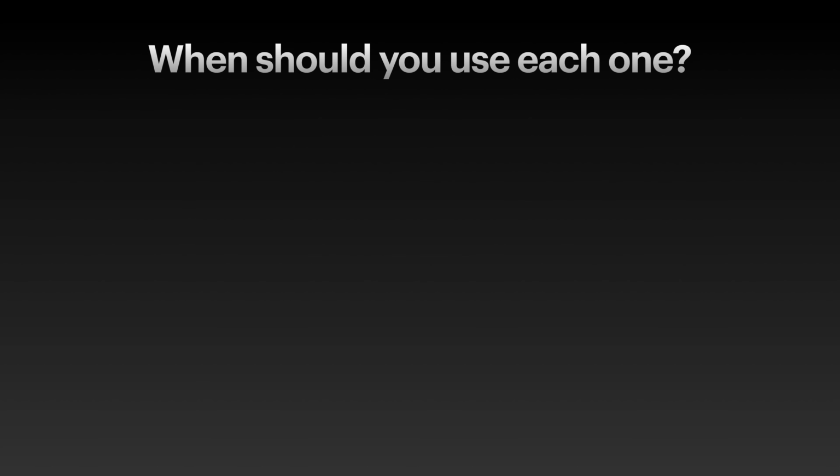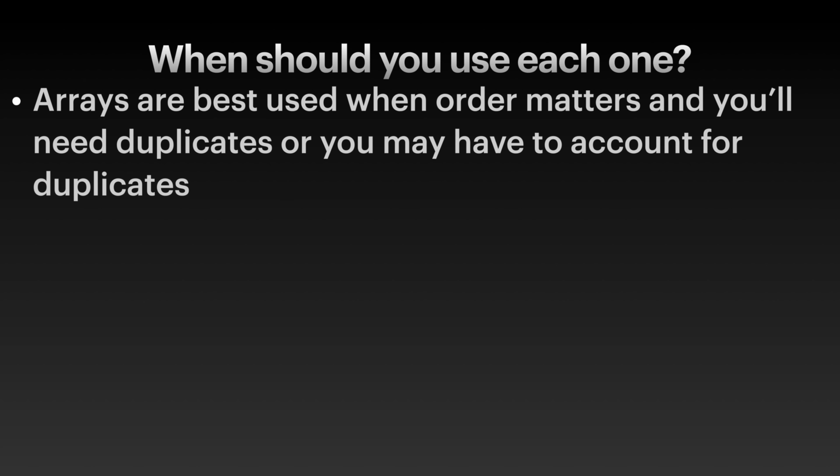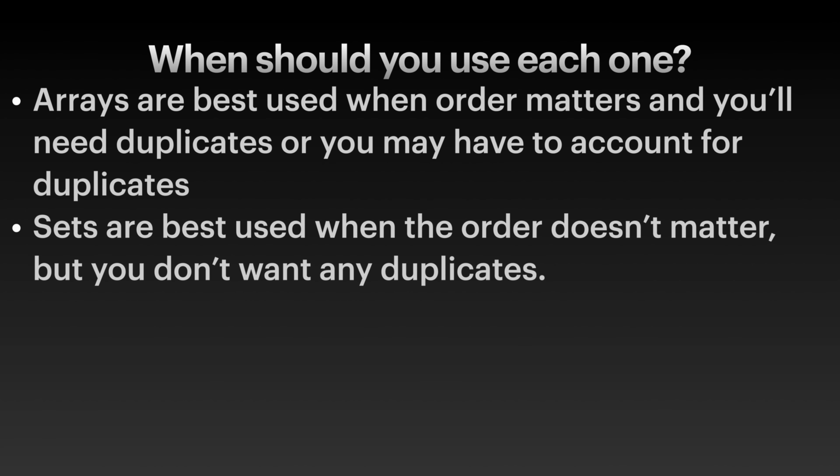And when should you use each one? Well, arrays are best used when order matters and you'll need duplicates, or you may have to account for any duplicates. So let's say you're keeping track of a race. The order in which the contestants finish matters. And there can be contestants with the same name, so you have to account for those duplicates. And there may be racers who finish at the exact same time, so that's another duplicate you have to account for.